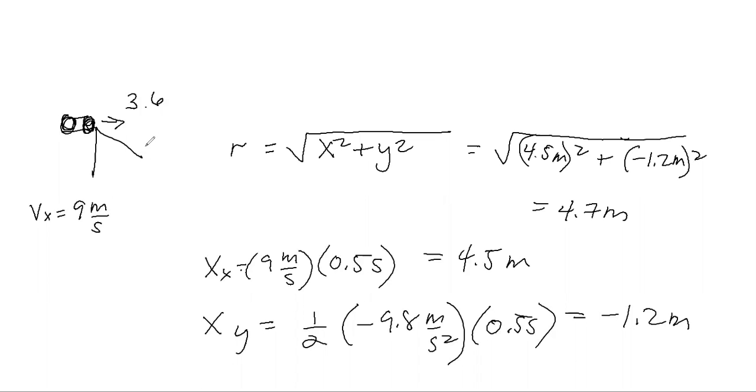All right, now what do I have to do? Find the velocity components at t equals 0.5 seconds. Is that what I'm supposed to find? And all right.